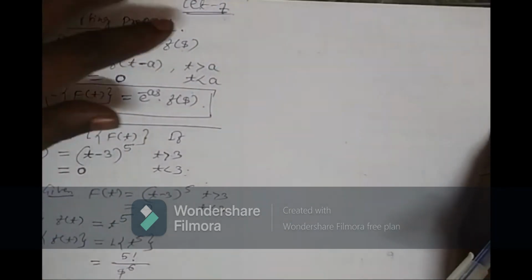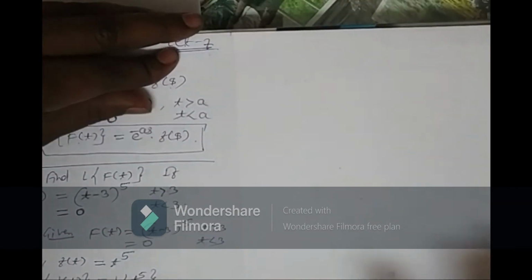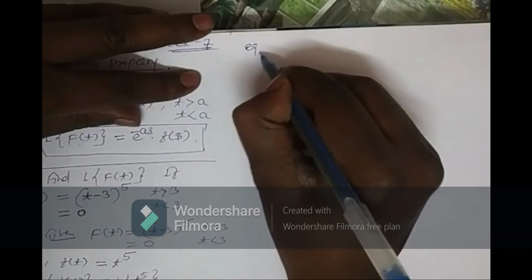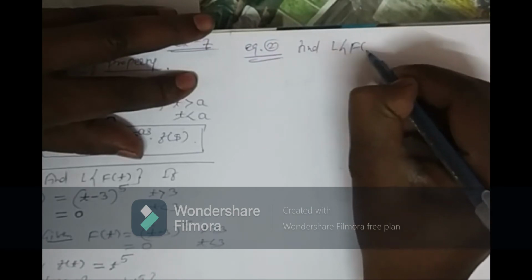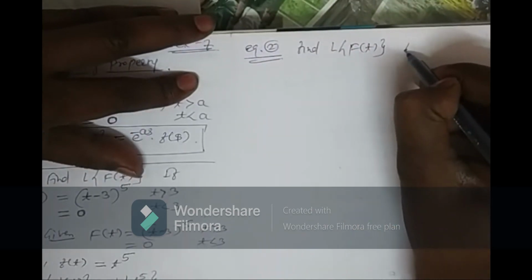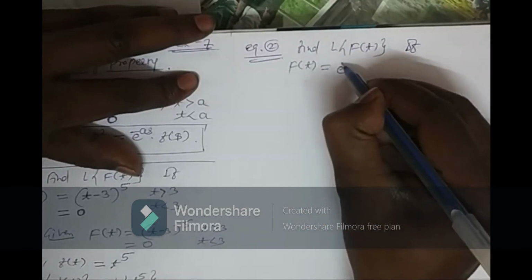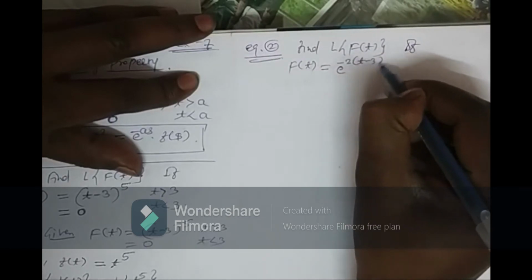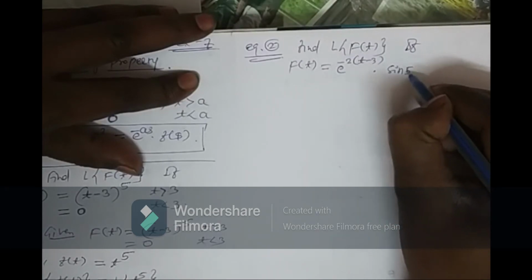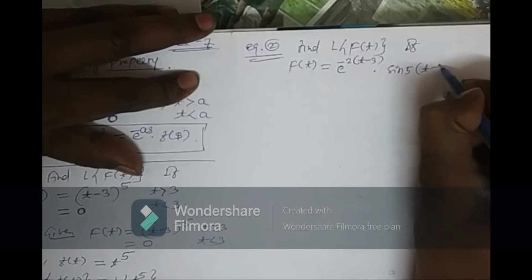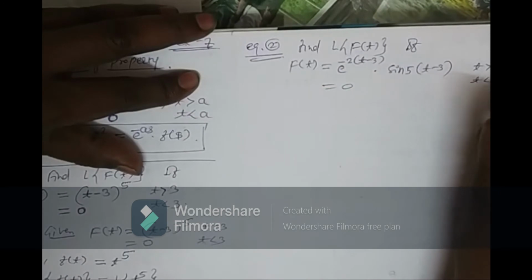Now let us see another example. In the second shifting property, the first shifting property can also be given. So how is that? Let us see. Example number 2. Find Laplace transform of capital F of t, if f of t is equal to e raised to minus 2 in bracket t minus 3, into sine of 5 in bracket t minus 3, for t greater than 3, and is equal to 0 for t less than 3.